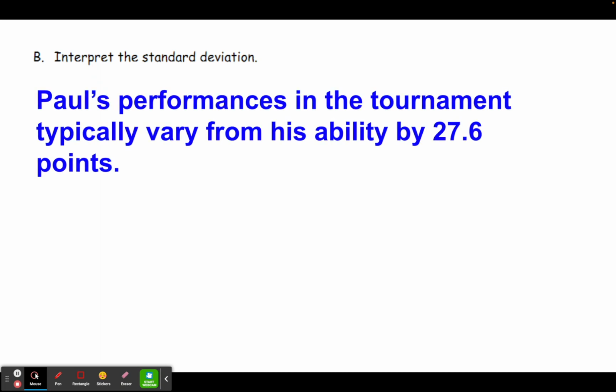We would say Paul's performances in the tournament typically vary from his ability by 27.6 points. Now, notice this is a little bit different than how we interpreted the mean absolute deviation, which was how much the performances typically vary from their average performance. Here, we're looking at how much they typically vary from his ability.